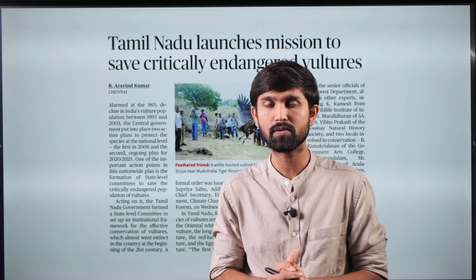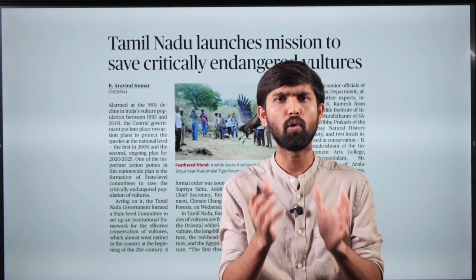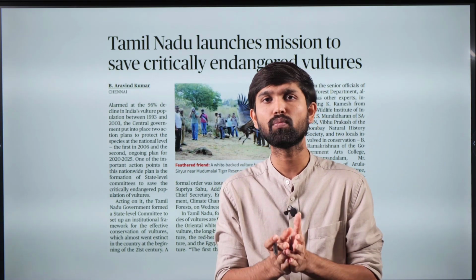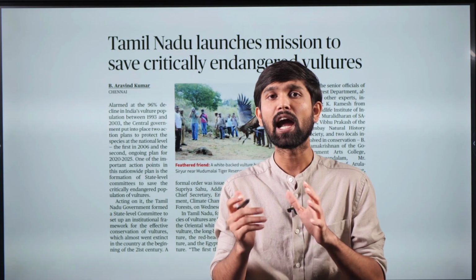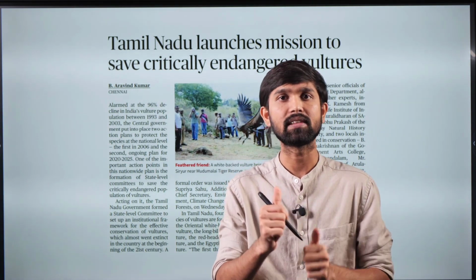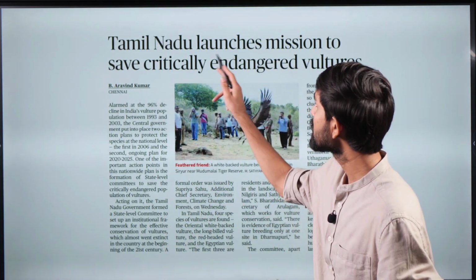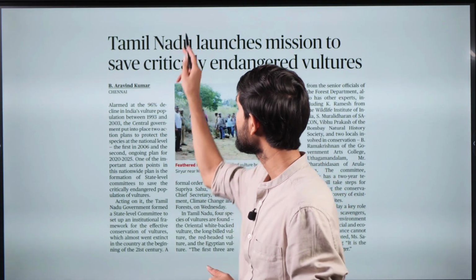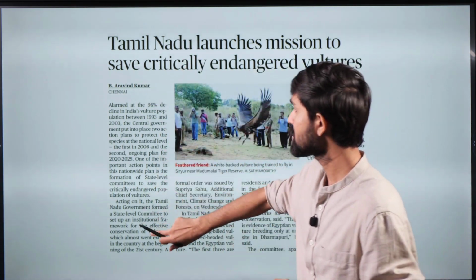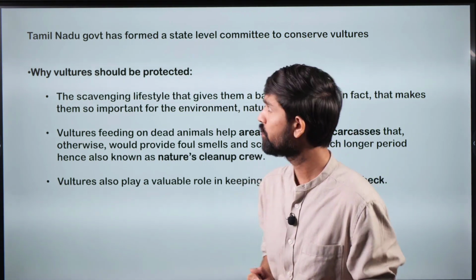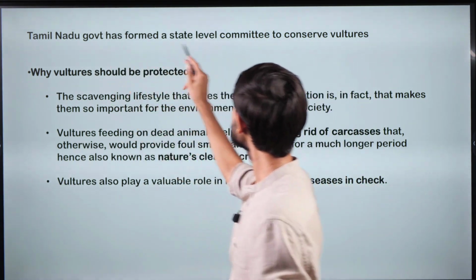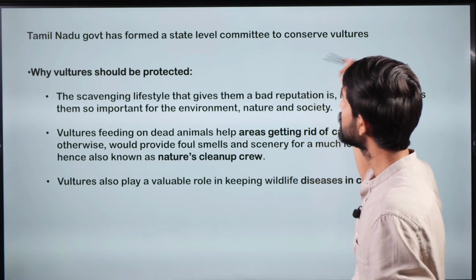From the examination point of view, we'll understand what are the important points related to the vulture, what are the different types of species that exist in India, and what are the conservation efforts that the central government is taking, and now, as the article is talking about, what is Tamil Nadu going to do about it. So let's understand about the vultures. What has Tamil Nadu done? First of all, Tamil Nadu has formed a state level committee to conserve the vultures.